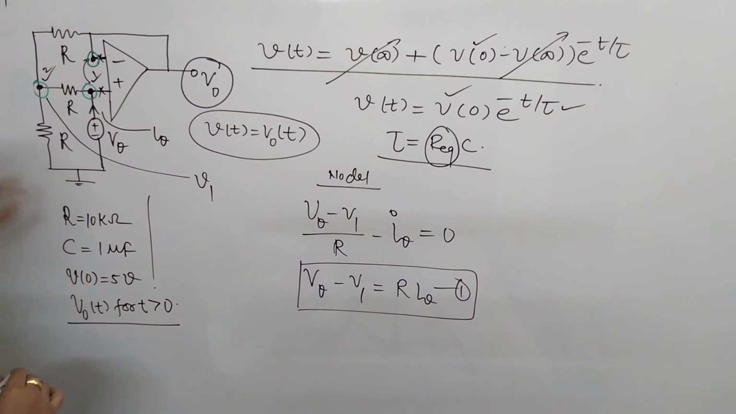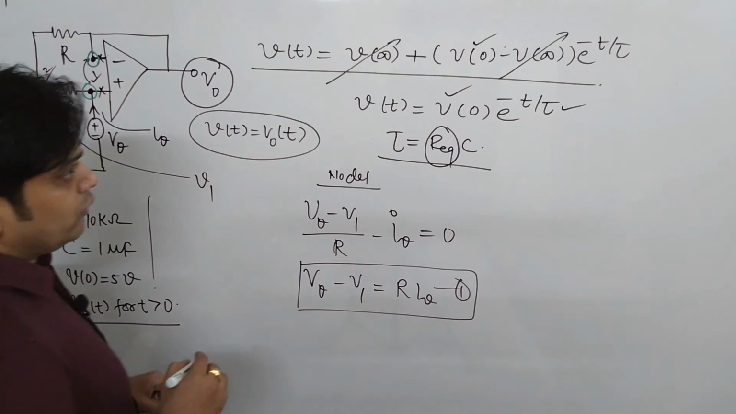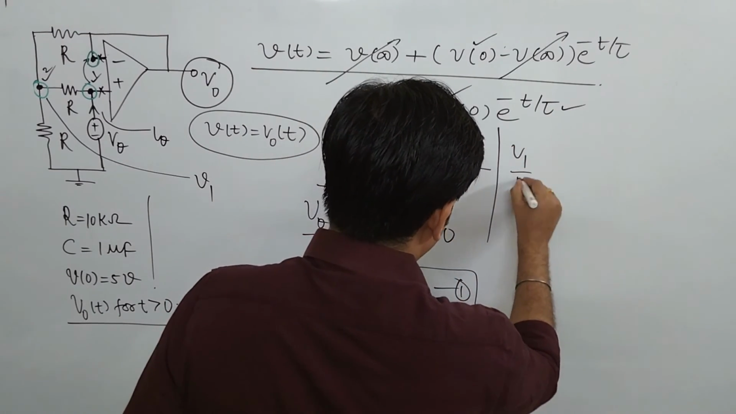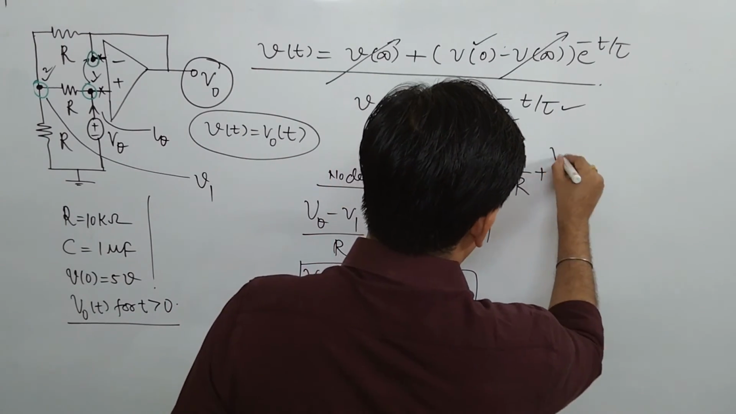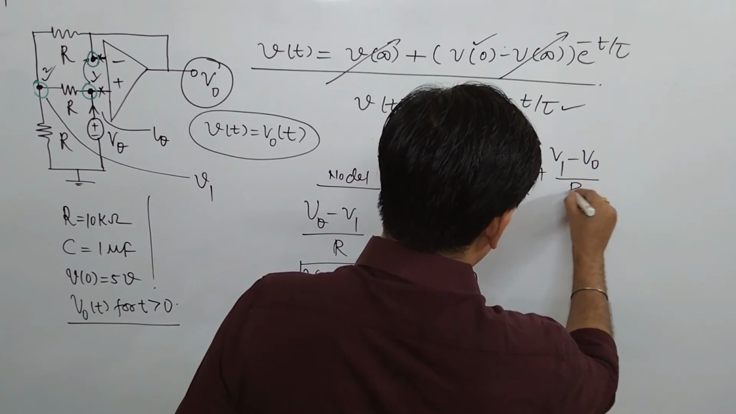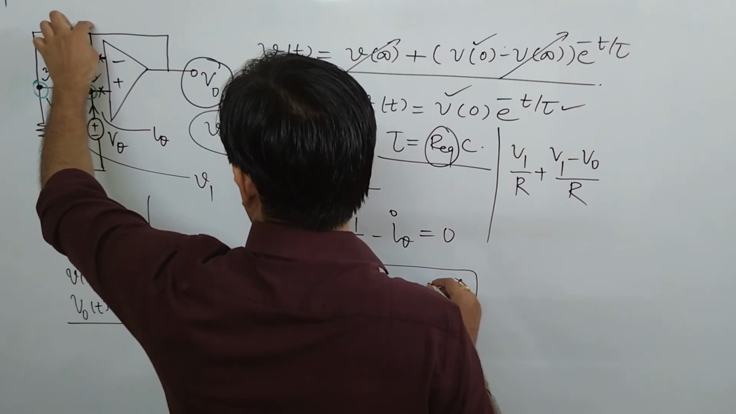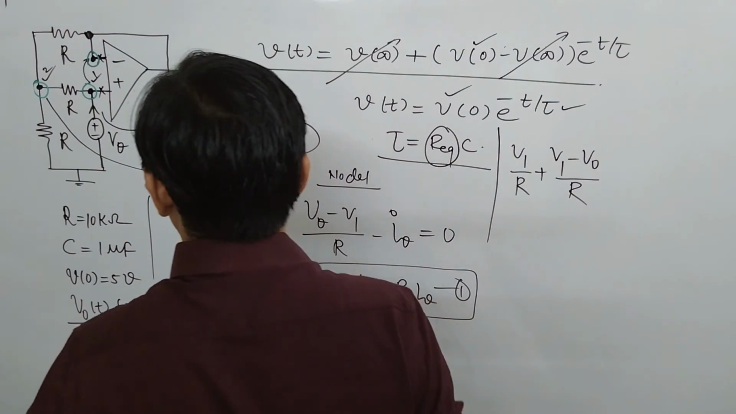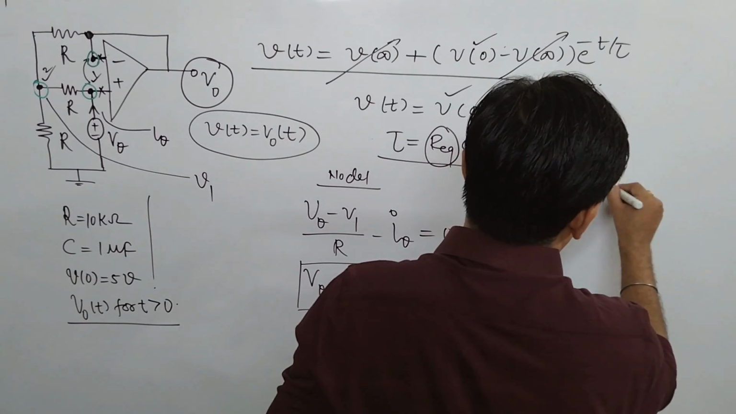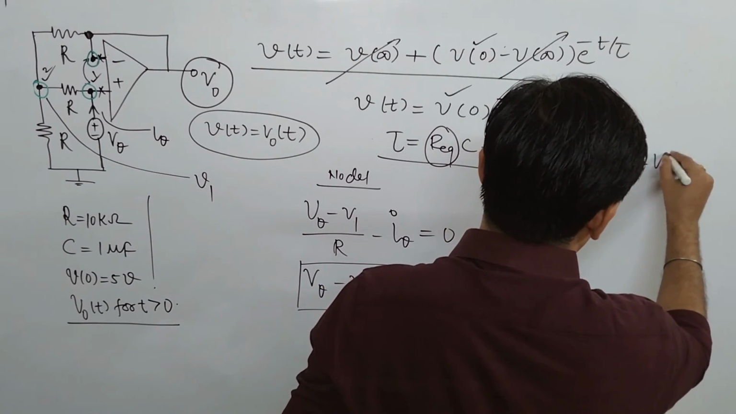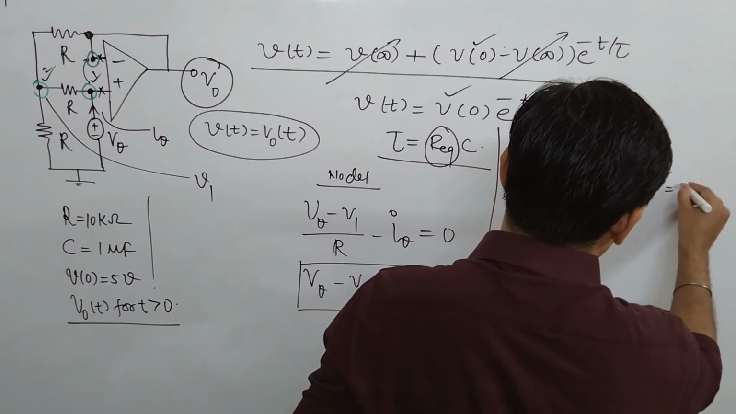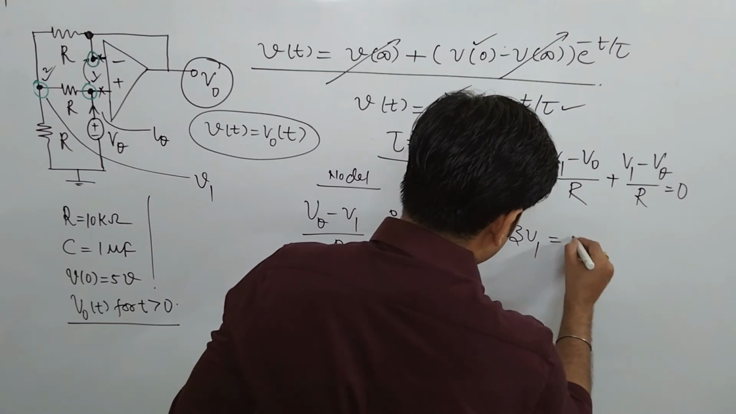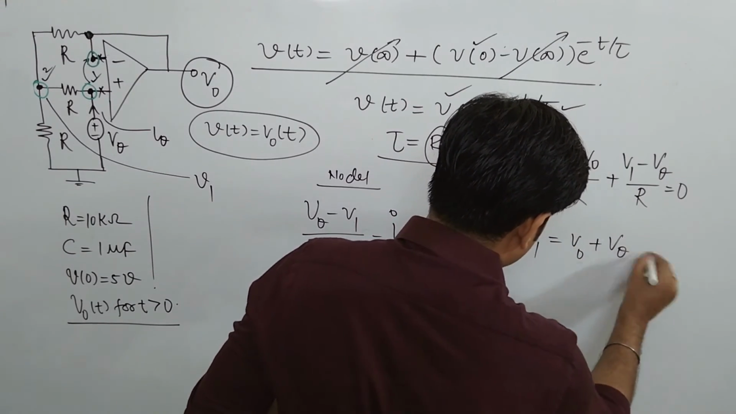Now similarly we will apply KCL at the V1 node. So it is, please see, (V1 minus V0) upon R, because here the voltage is V0, plus (V1 minus V theta) upon R, that is equal to 0. And if you solve this, it comes to be 3V1 is equal to V0 plus V theta.